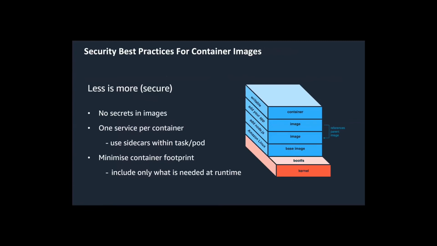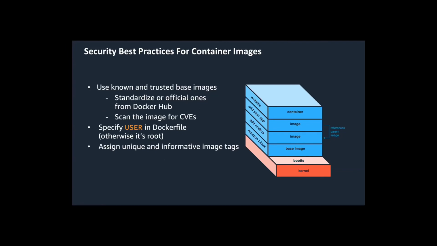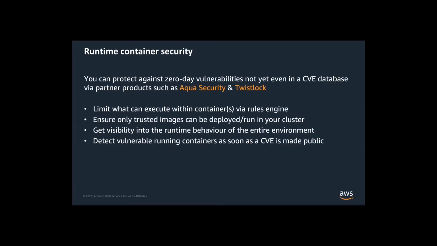So the main point here in the slide is, less is more. Put less in the image, which not only makes it smaller so it pulls faster, but also gives it less of an attack vector, fewer things within that container that can be exploited. No secrets in the image, one service per container, minimize that footprint. And for troubleshooting tools, it's worth noting that Fargate does not let you Docker exec onto any task anyway, so putting them in the image is just not required or helpful. Also, always use known and trusted base images. And when you want to protect against zero-day vulnerabilities and scan for common vulnerabilities and exposures, you can also check out partner products such as Aqua Security and Twistlock.